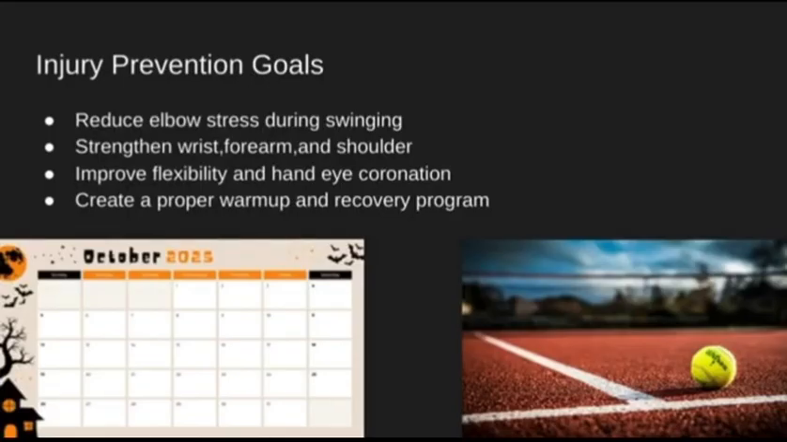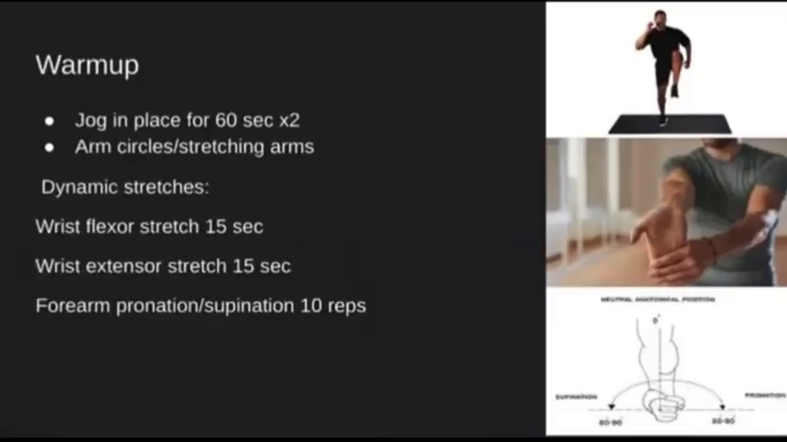Injury prevention and goals. Some goals we have are to reduce elbow stress during swinging, strengthen wrist, forearm, and shoulder muscles, improve flexibility and hand-eye coordination, and create a proper warm-up and recovery program.